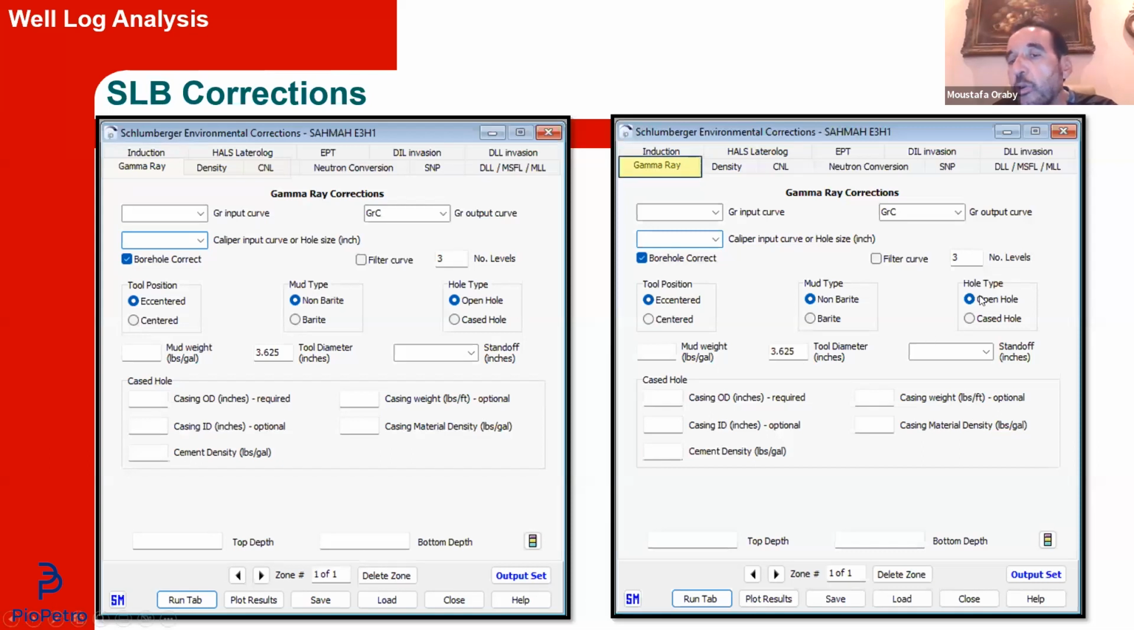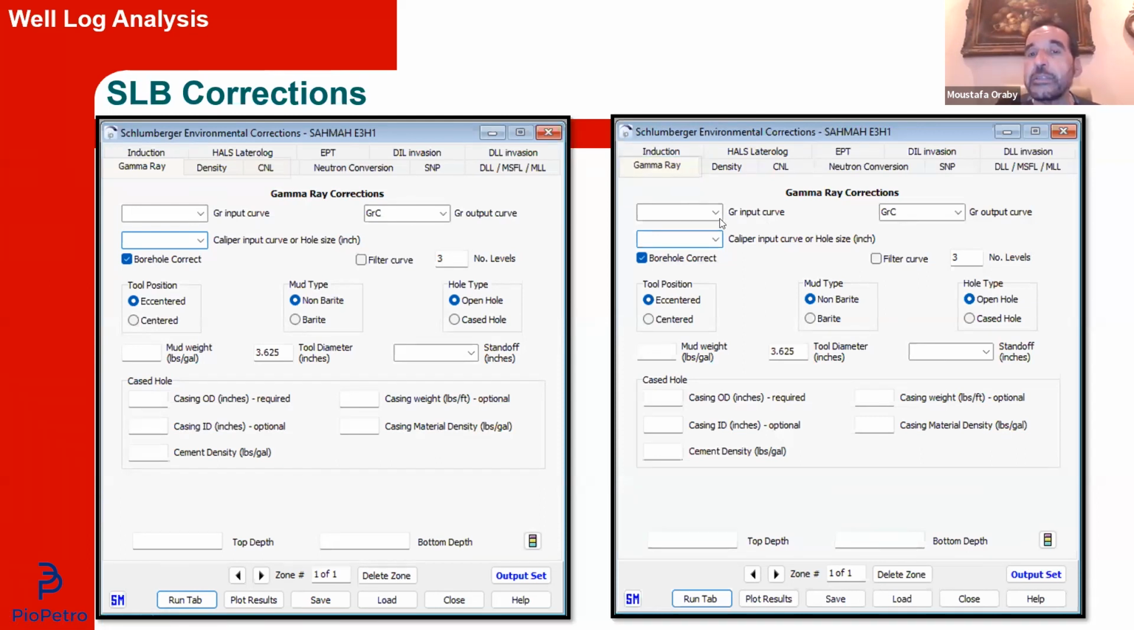Is it open hole or is it cased hole? It is open hole, so I take open hole. It will ask you, what is the mud weight that you use? Here is my mud weight. The tool diameter will also be given to you by the service company. In case of cased hole, which is not our case here, there are other parameters. So you fill in all the information required. Once you hit run, it will run this and give you the new curve. The new curve is called gamma ray C, or gamma ray corrected.